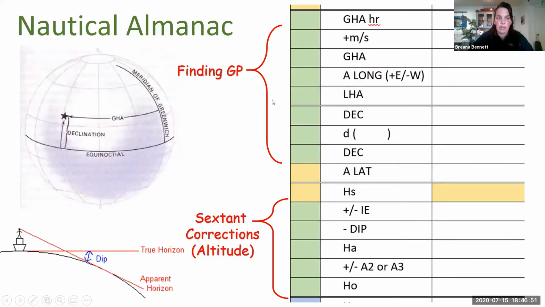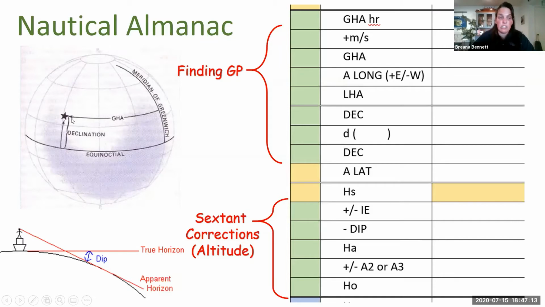The next part is the nautical almanac. So this green section of it is the nautical almanac. This first part of the green is finding the geographic position of the star. So we're going to find the geographic position of the star, and then that's where our bearing and our range come from, but we're going to create an assumed position.